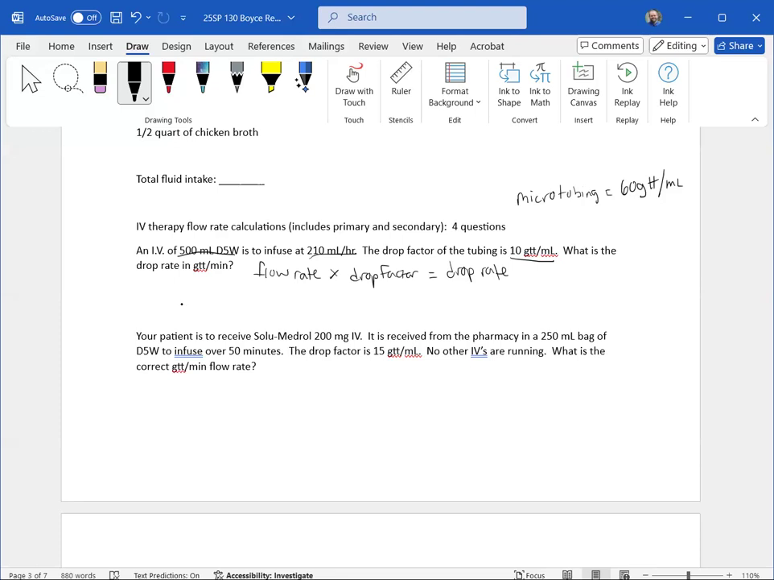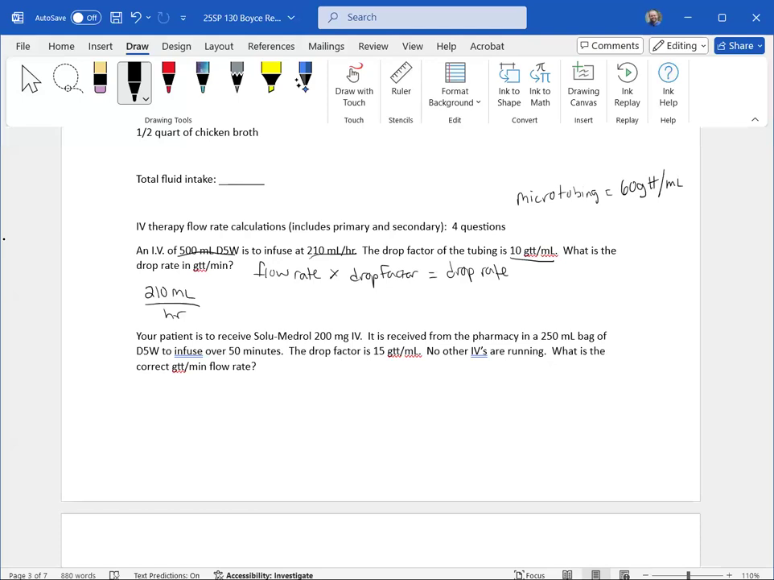How fast can you go? You have to go the speed limit, maybe a little bit more, maybe a little bit less, depending on where you are. But we just care about the rate. We don't really care about how much. We just care about the rate. Okay. So in this example, the rate is 210 mL per hour.